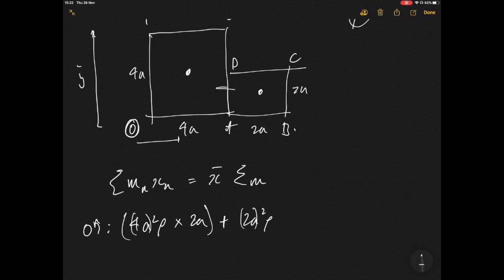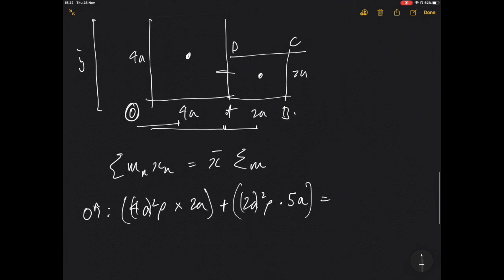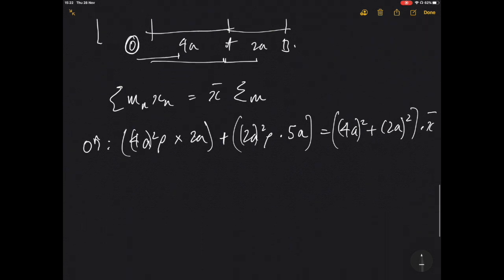And then we can say, right, how are we going to get the next bit? We're going to find our distance. Well, actually, we have 4a here plus half of the 2a, which should be multiplied by 5a. And now we're going to say that that is equal to our total mass, which is 4a squared plus 2a squared multiplied by x bar. And if we stick that into our calculator, we would find that our x bar would equal 2.6a. So we're having it in terms of a.